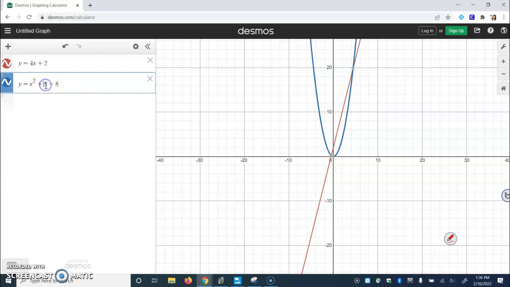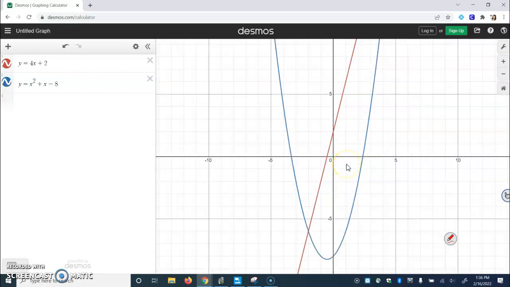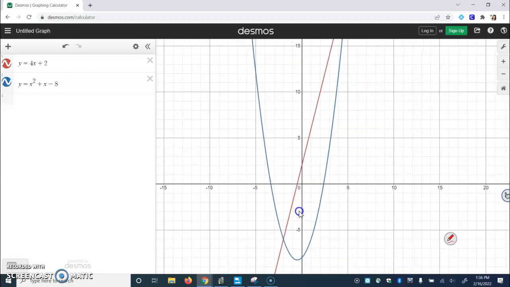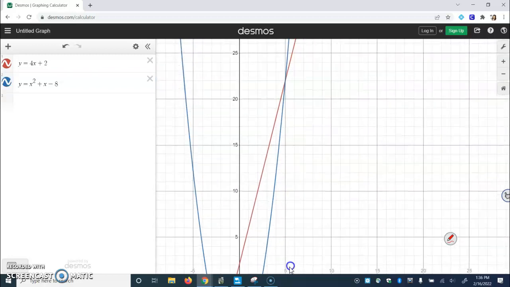Well, I put plus 8 instead of x minus 8. There we go. You can click on other points in Desmos, but that doesn't make them solutions. The solutions are where they intersect each other. So I can see one intersection here as the point -2, -6, and the other one up here is the point 5, 22. So I'm going to go back to my paper.